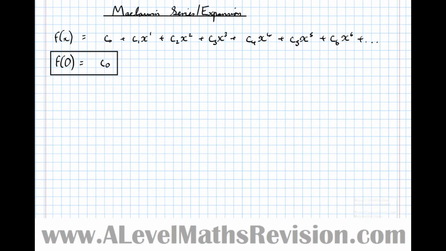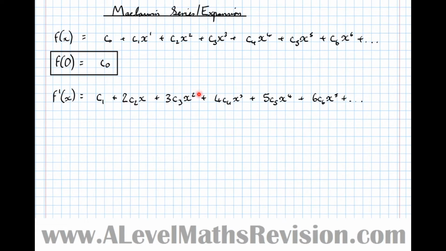Okay, now let's think about how we find the value of the next constant, C1. So let's try and differentiate this function now. So f dash x equals, well, the C0 disappears, and we get C1 plus 2C2 x plus 3C3 x squared plus 4C4 x cubed plus 5C5 x to the power of 4 plus 6C6 x to the power of 5, and so on. So now notice, if we sub 0 into this, all the x terms disappear again, just leaving C1. So we get that f dash 0 is C1. Again, significant result. Let's put a box around that.